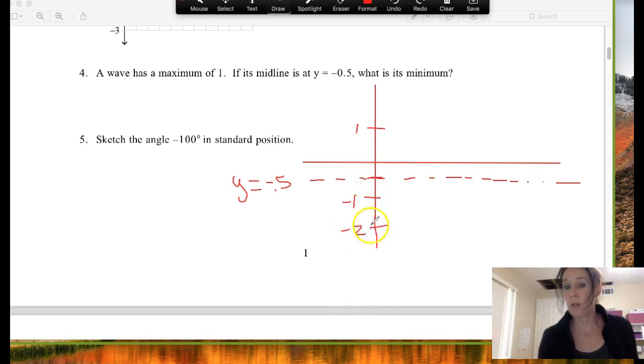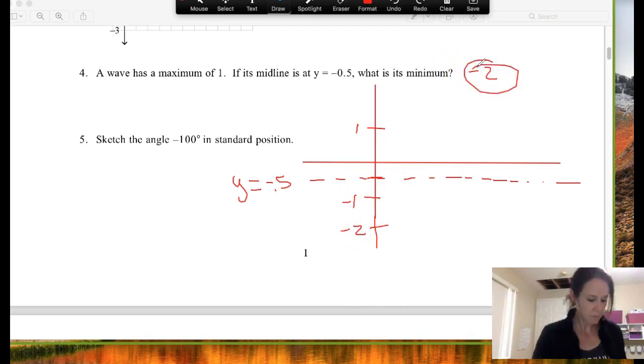All right, so here we go. If I go down 1.5, it's down a half and 1. I'm going to get to -2. So what's the minimum? It's going to have to be -2. Remember, the midline is the middle line. Your amplitude is above that and below that midline. So at -1/2, you need to go up to 1. That's 1.5 up. So the amplitude would be 1.5, and then you'd have to go 1.5 down.